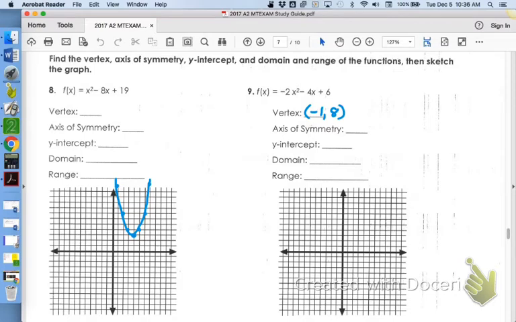Okay, so at negative 1, 8, it's right there. It has a y-intercept at 6, that's non-negotiable, and it also satisfies the pattern points. The a is negative 2, so we're going to multiply this odd number pattern by negative 2. So we're going to get 1 times negative 2, 3 times negative 2, 5 times negative 2.